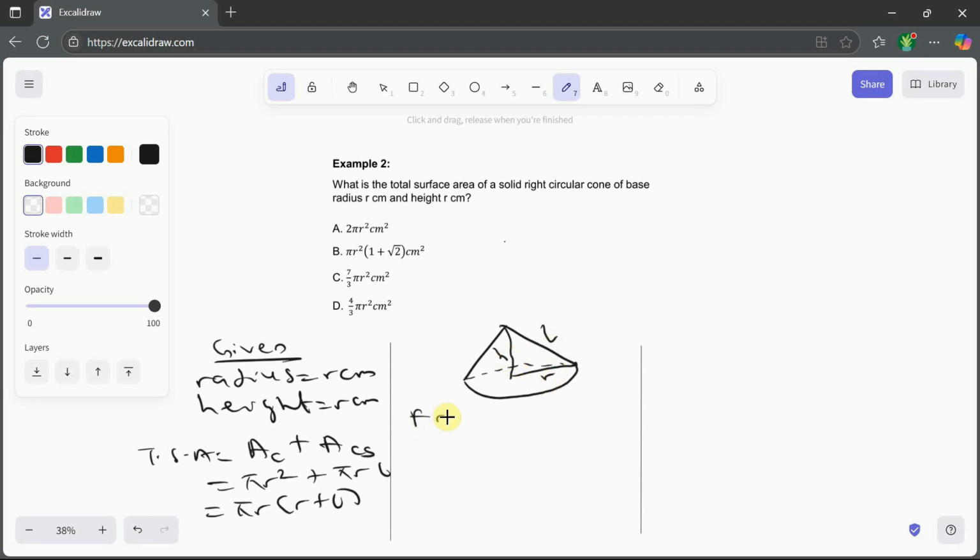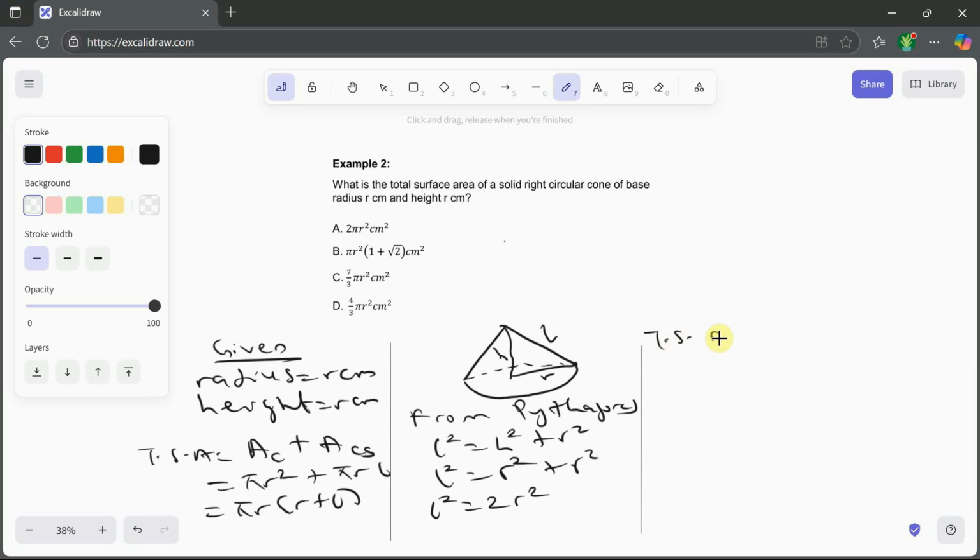But we know that from Pythagoras, l squared is equal to h squared plus r squared, right? And the h is r, so that will be r squared, and our radius is also r, so r squared. So our l squared is equal to 2r squared, and if I take square roots of both sides, our l will just be equal to square root of 2r squared, or r root 2.